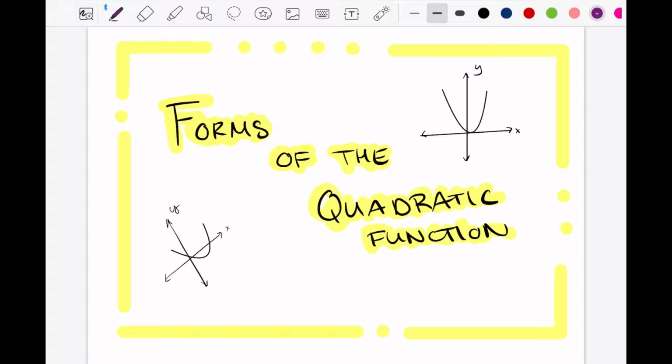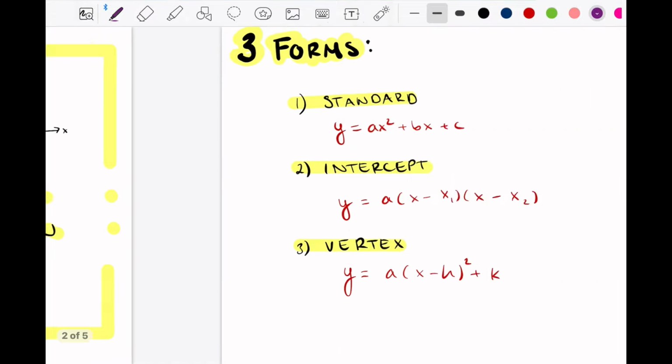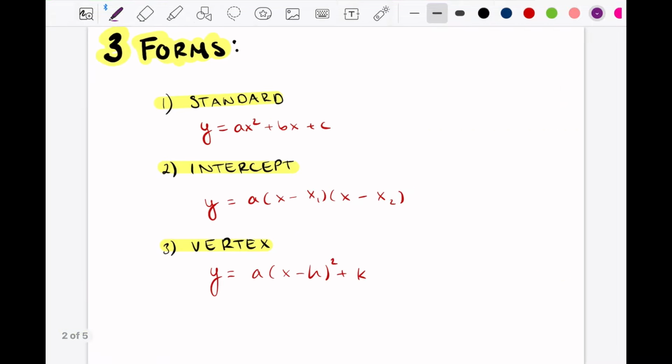Hey guys, and welcome back to this week's video in which I'll be talking about the forms of the quadratic equation or the quadratic function. And here we'll examine three main forms, which are the standard form, the intercept form, and the vertex form.